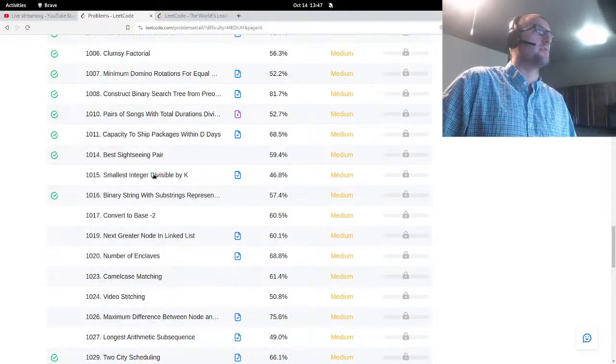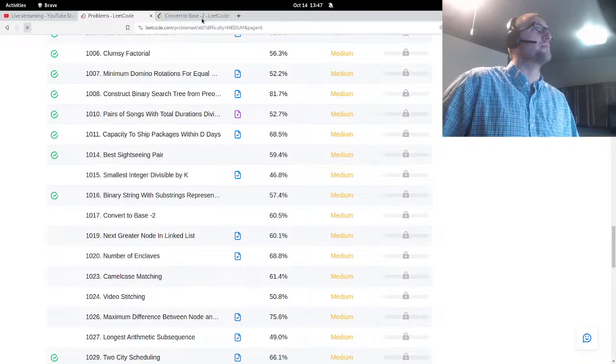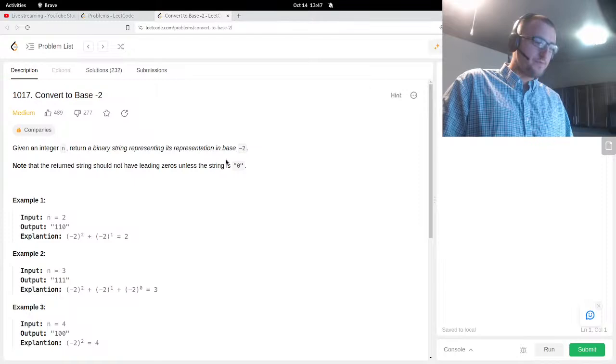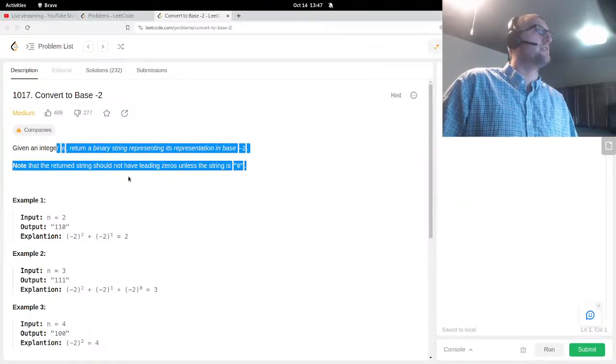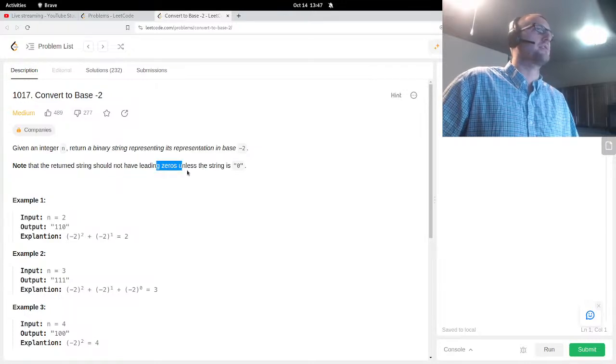About the chat. Now we're going to look at the next question. Convert to base -2, medium. LeetCode 1017. We just did the 1015. That was pretty good. We'll open that one, close this one, and refresh this one. Convert to base -2. Given an integer n, return a binary string representing its representation of base -2. Note that the return string should not have leading zeros unless the string is 0.